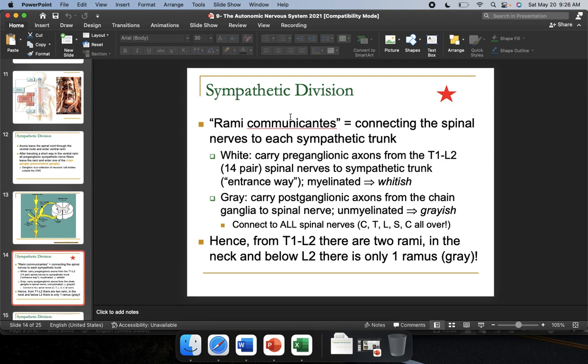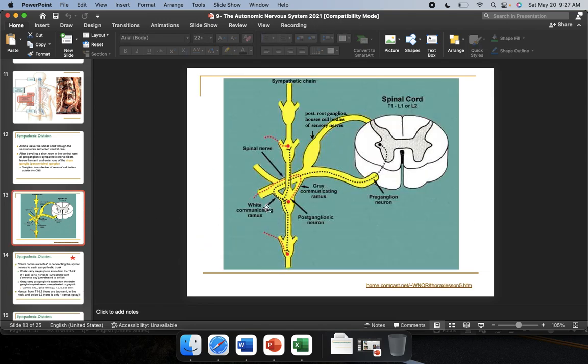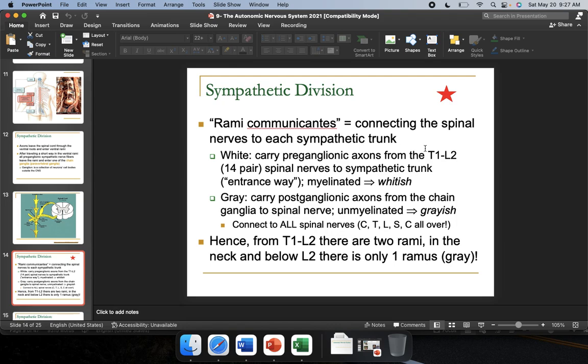This slide kind of sums up that idea of the communicans, those white and gray. So connecting the spinal nerves to each sympathetic trunk. The white carry preganglionic axons between T1 and L2. The gray are going to be all over the place, because they are going to extend up into the cervical and sacral regions of the spinal cord.